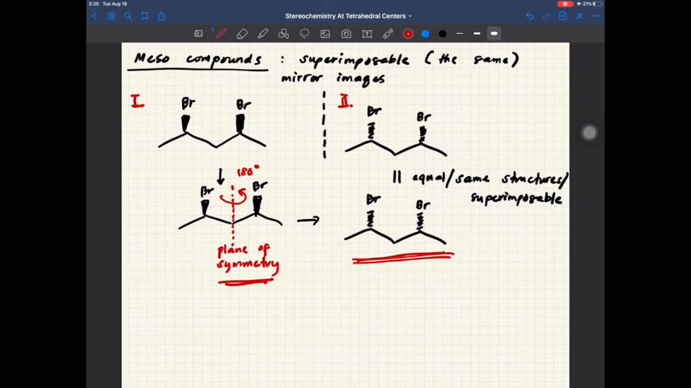And basically, the rotation of compound number 1 results in its mirror image, which is compound number 2. So essentially, you can superimpose compound number 1 with compound number 2. So that is what is meant by superimposable mirror images. Compounds 1 and 2 are essentially the same. They have the same structures and they are superimposable. Meso compounds are not chiral despite having chiral centers.